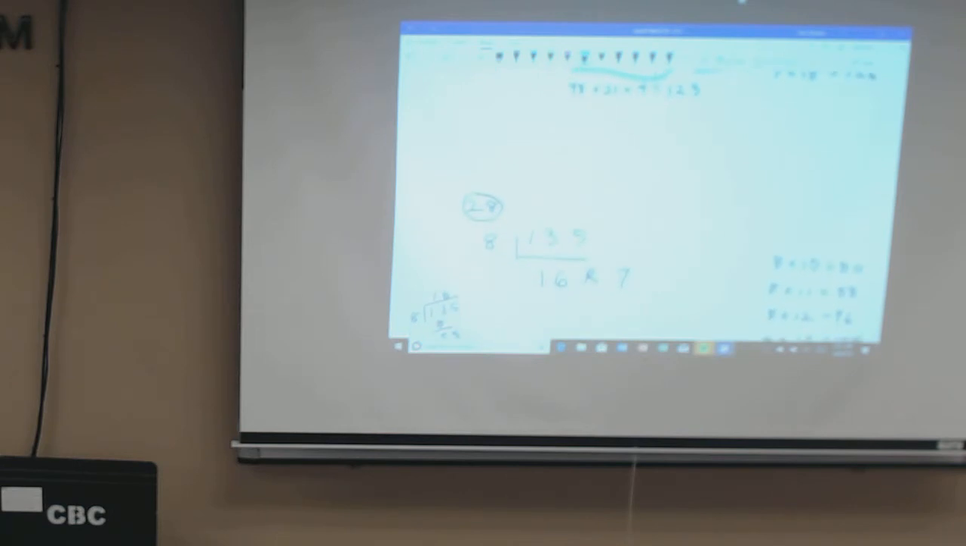Number 28. Have we done an octal one? Oh, we haven't. Okay, then let's do it. 135 divided by 8 is 16. So I put down a 16, and I take 16 times 8 equals 128. And what's 135 minus 128? 7. So my remainder is 7.